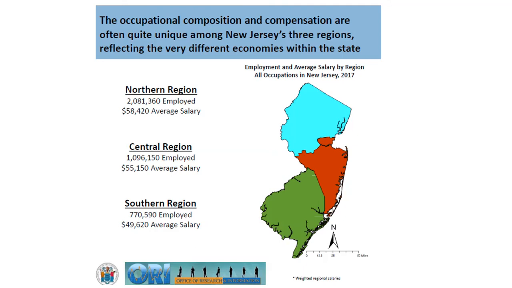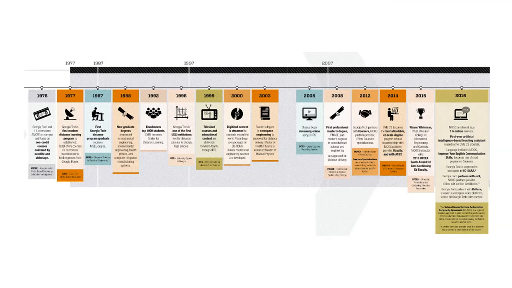Central region, over 1 million employed, average salary of $55,000. Southern region, 770,000 employed, average salary of $49,000. So it's very clear. Again, you can leave this out, people would understand. So maybe a map is appropriate for you. Excuse me, maybe a timeline is appropriate. Here's a timeline that was in a report. You might want to create a very simple timeline if it's appropriate.